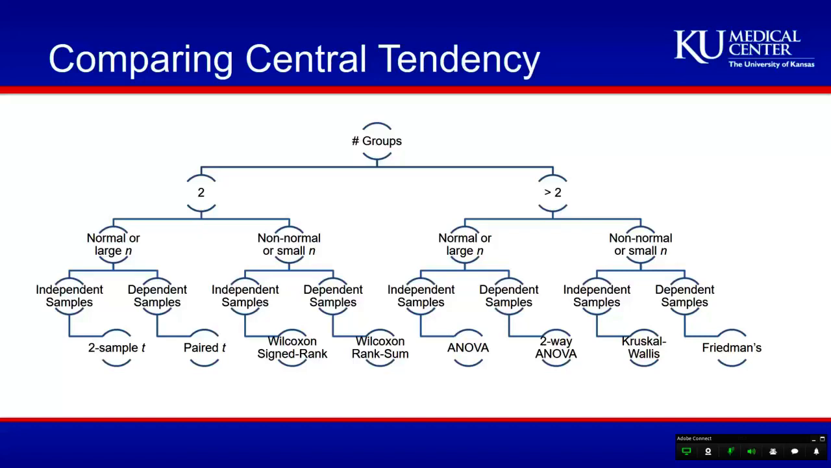when. And again, just based on number of groups, whether you can verify assumptions, and whether you have independent or dependent samples. And this is just for comparing means, or averages, or what we call central tendency. There are other flowcharts if you're comparing, for instance, proportions, categorical outcomes, or if you're comparing variation.